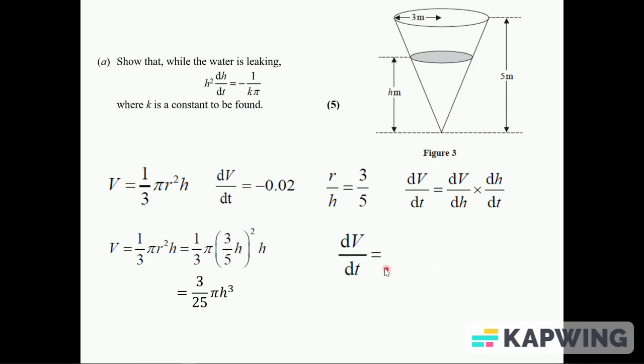You could differentiate implicitly by doing dV over dt. We've got the V in terms of h here, so differentiate in terms of h just like before: 3 times 3 over 25 times h squared multiplied by dh over dt. Put the minus 0.02 in and you get the same result. So I've got the differential equation now.